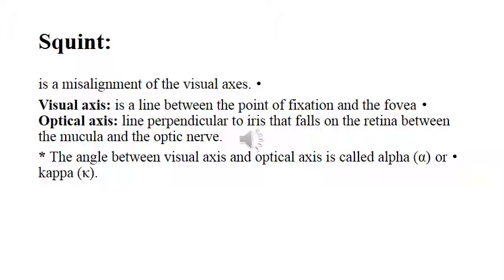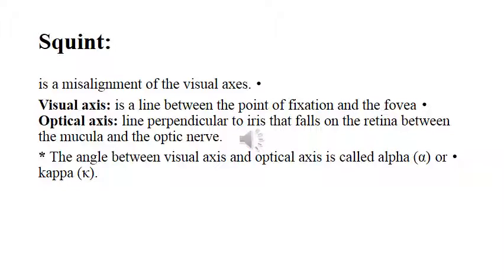While the optical axis is an anatomical line, not related to the fovea, not related to the point of fixation. It's just a fixed line that passes through the center of the pupil, perpendicular to the iris, and falls on the retina at the exact point in the center between the macula and the optic nerve. So it's an anatomical axis. The visual axis is related to the point of fixation and the fovea, which is responsible for the best vision. The angle between the two is the angle Kappa or alpha angle.